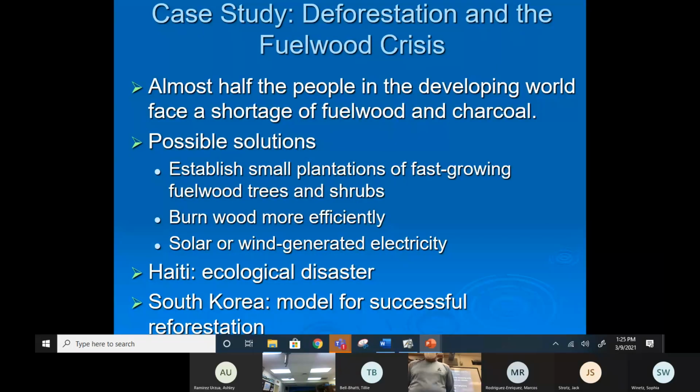So what are these people going to do? In Haiti, it's been an ecological disaster, but in South Korea, they've solved the problem. Well, one thing you could do is have plantations growing small trees for fuel wood quickly. Another would be to burn wood more efficiently. So instead of having an open fire, maybe you have it enclosed in more like an oven that's directing the heat to where you're cooking, not out in every direction, so you're able to make use of all that heat.